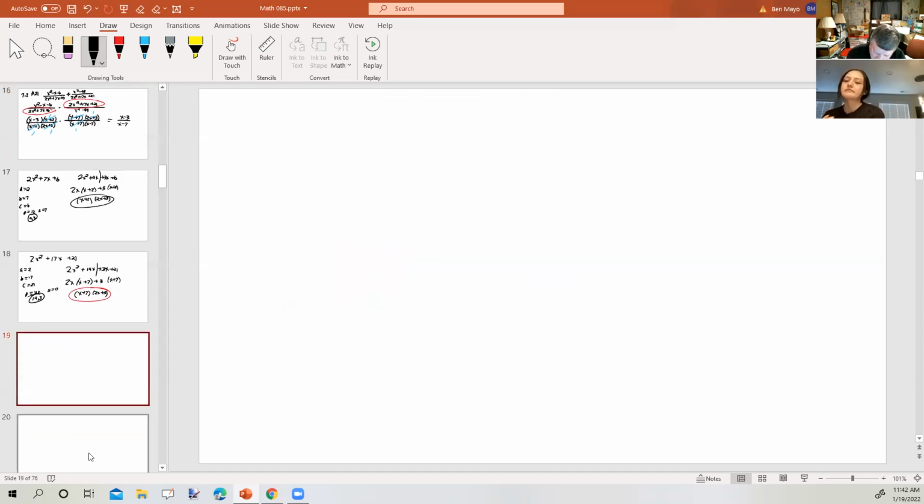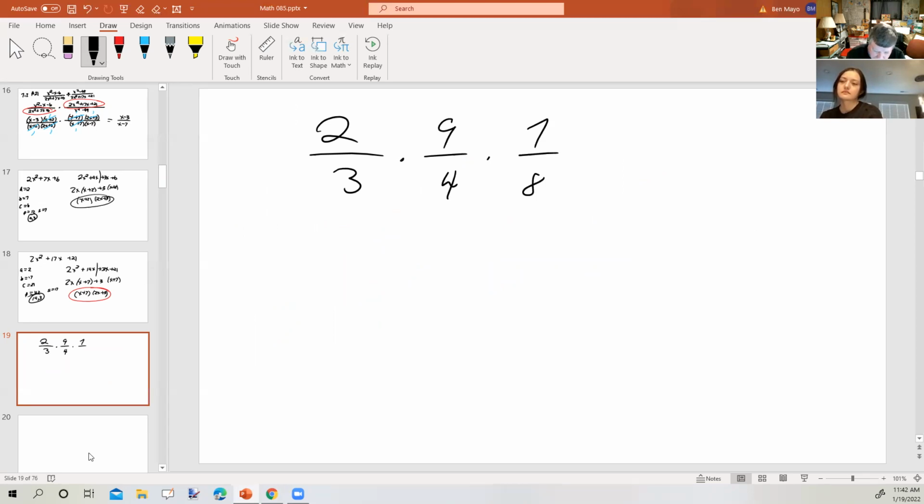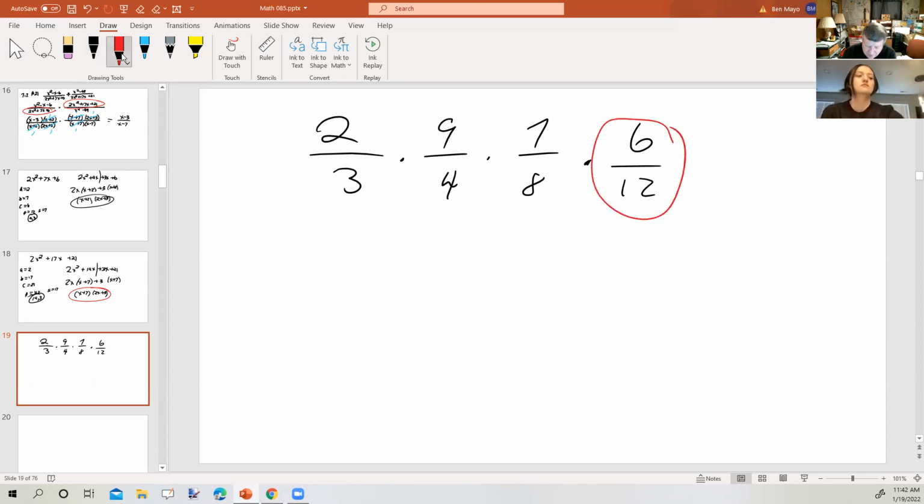Let's go back to basic arithmetic. Let's say we have 2/3 times 9/4 times 7/8. In fact, let's add one more, times 6/12. Can I reduce the 6 over the 12? Yes. Could I reduce the 6 and the 8? Yes. And let's look at why I can do that.